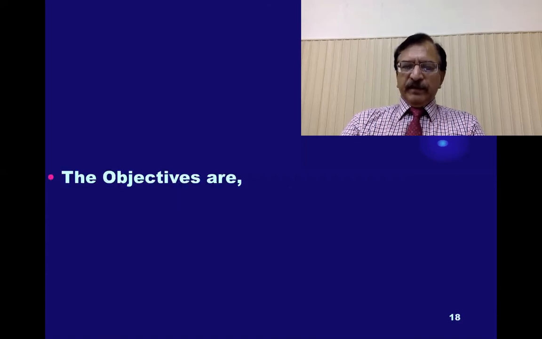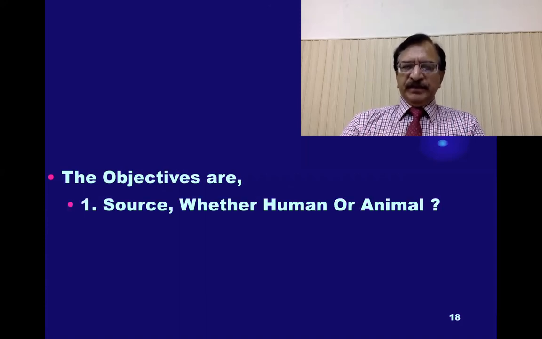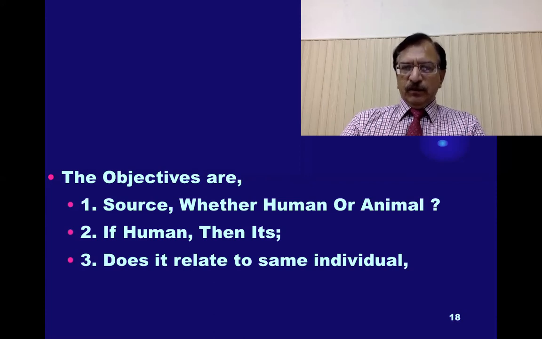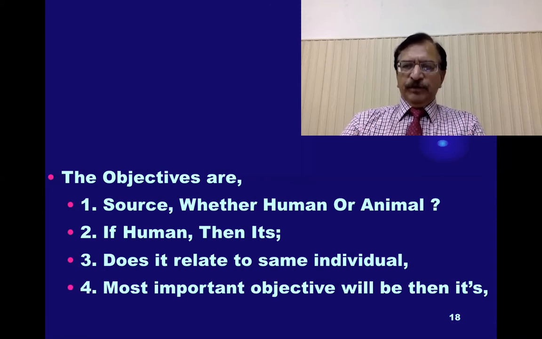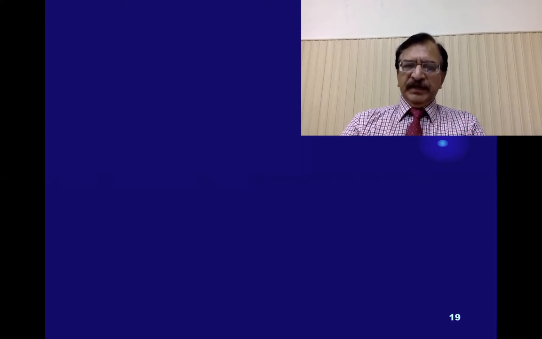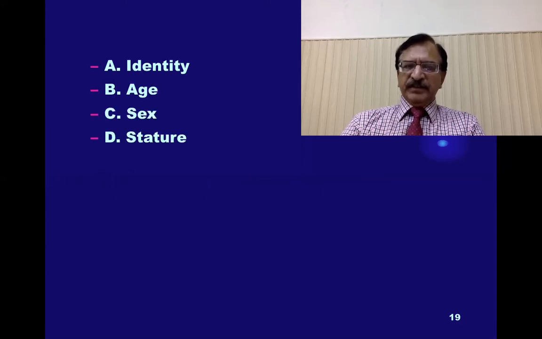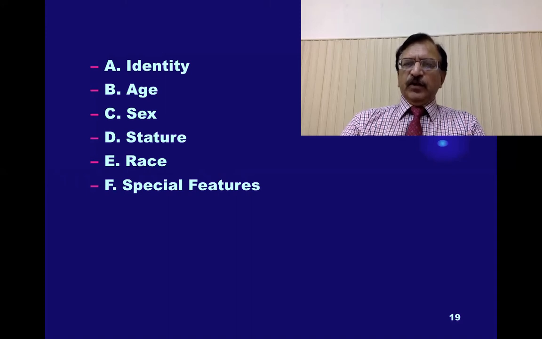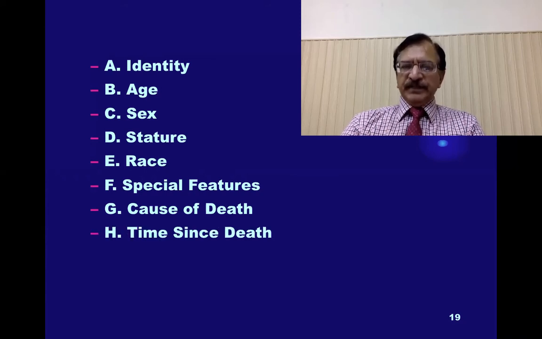So the objective of this autopsy examination is that first we have to establish the source, whether it is human or animal. And if human, then we will find out which part relates to which individual if there is commingling. And the most important objective then will be identity. In identity, we'll try to find out the age, sex, stature, race, or any special features which will help in identity. Then the cause of death, time since death. So these are the objectives.